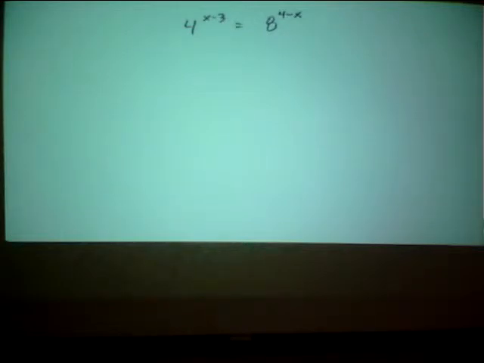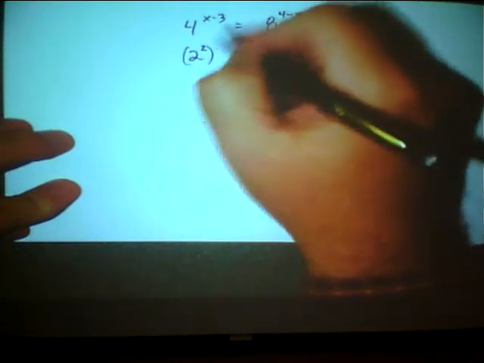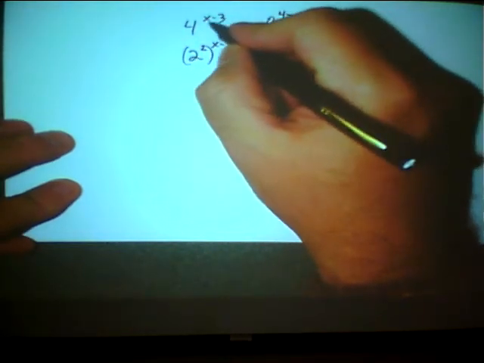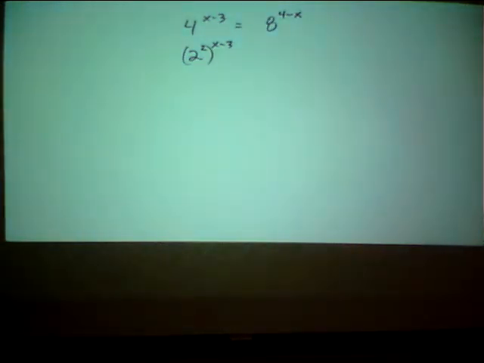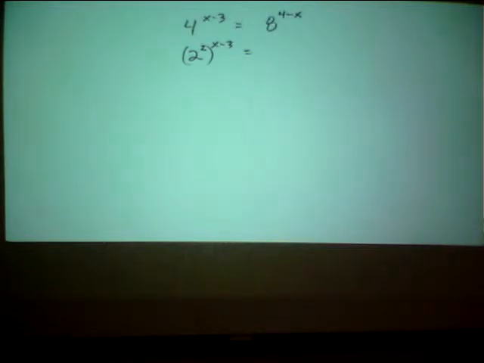So the goal would be to somehow try and rewrite these exponentials so that they have the same base. And this is where, if you do these problems enough, you just sort of get a knack for it, and you start figuring out what to look for. So for instance, if I think about it, I can rewrite 4 as an exponent. 4 is 2 squared. So instead of 4, let's write 2 squared. Of course, 2 squared is going to be raised to the x minus 3. I'm simply replacing the 4 with 2 squared. 2 squared equals 4. And on the right-hand side, I realize that 8, I can rewrite as an exponent of 2 cubed.